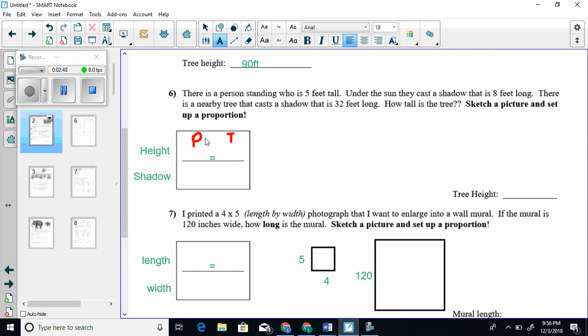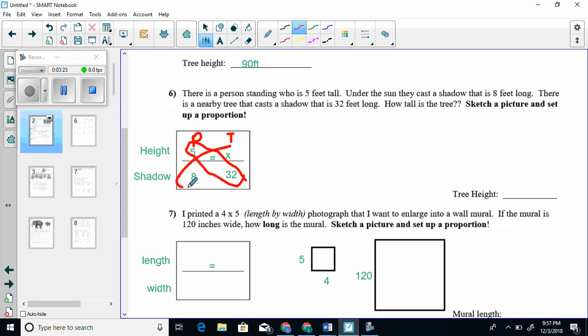Okay, so for the person, I know that they are 5 feet tall, right? Under the sun, I know that they cast a shadow of 8 feet. So 5 over 8 is my ratio for this person. There's a nearby tree. I don't know the height, right? So I'm going to give it X. And then I know that it casts a shadow of 32 feet. Okay, so I can set that up. I'm comparing shadows, I'm comparing heights. Lastly, I can cross multiply.